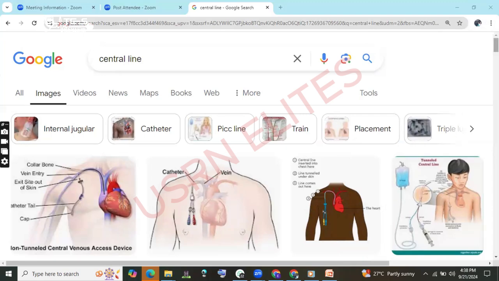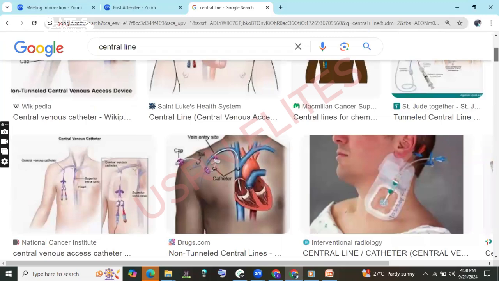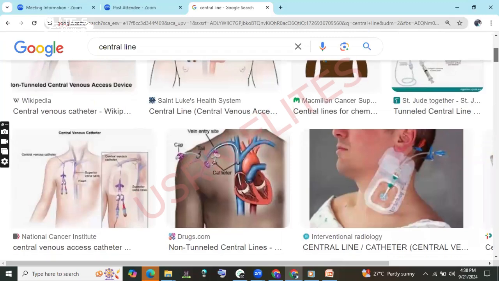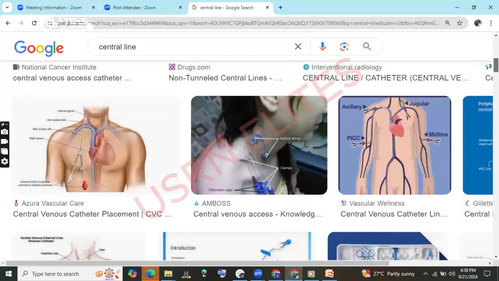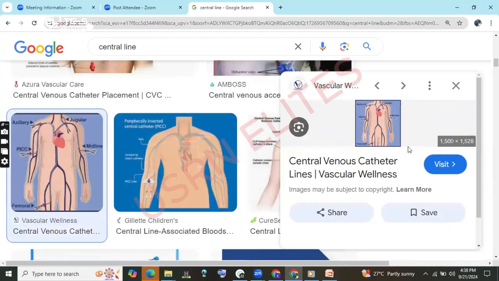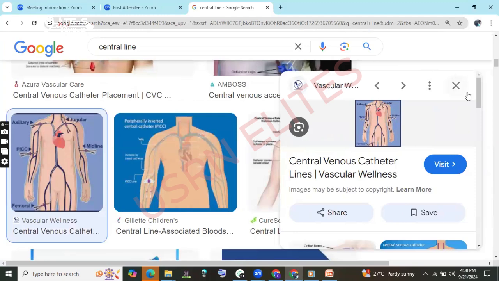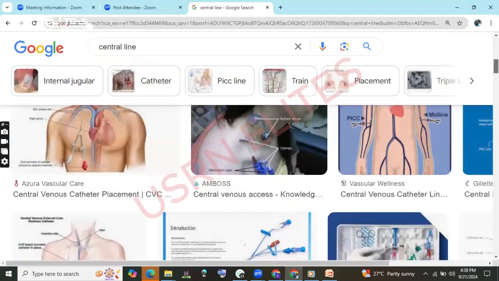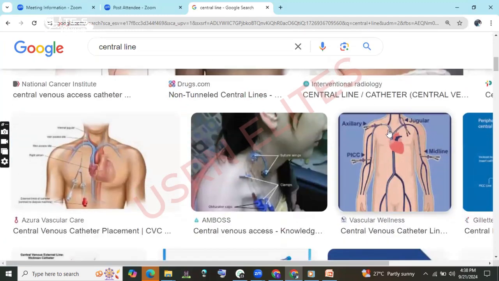So you see how it is. Let me see one that has almost all. Okay, so let us use this one and see. The one that I have the catheter on. When you have it beside the neck, we have your jugular vein there, so internal jugular over here.